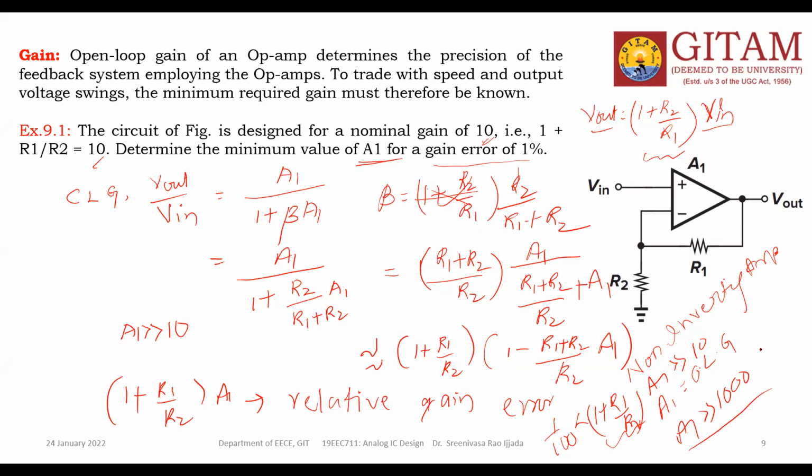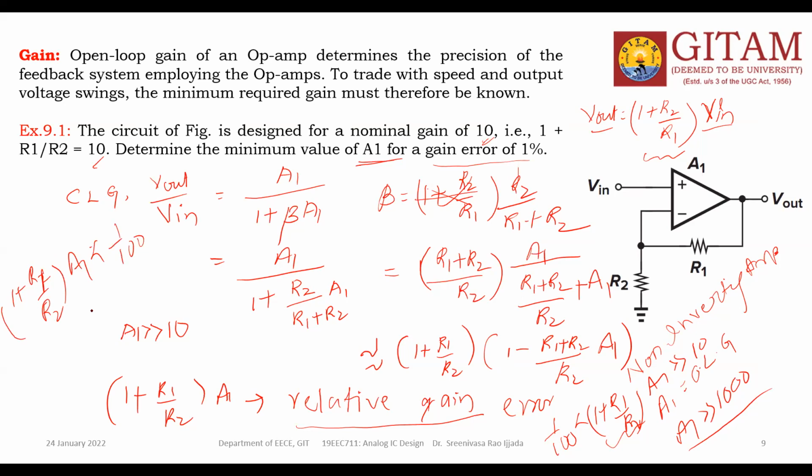This is the relative gain error. The relative gain error should be less than 1%. So 1 plus R1 by R2, into A1, the value should be less than 1%. 1% means 1 by 100, right?